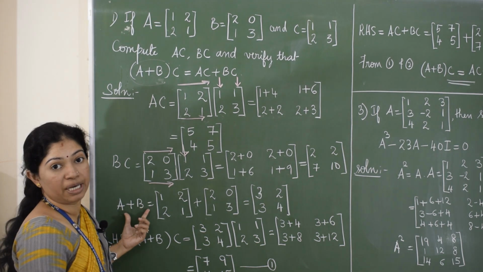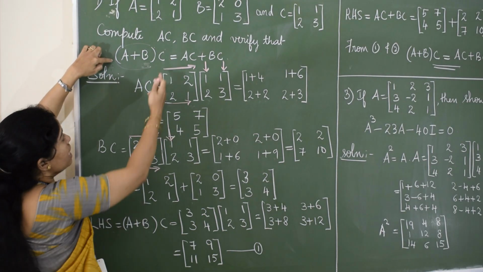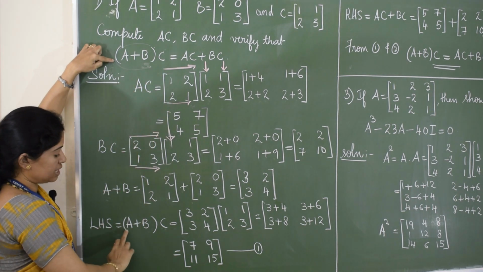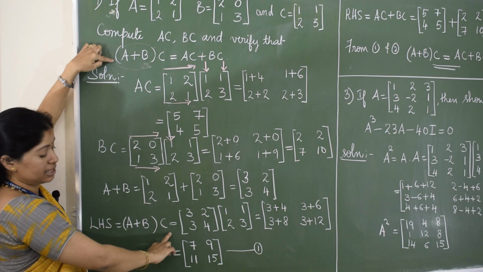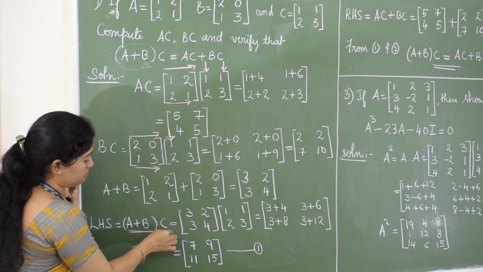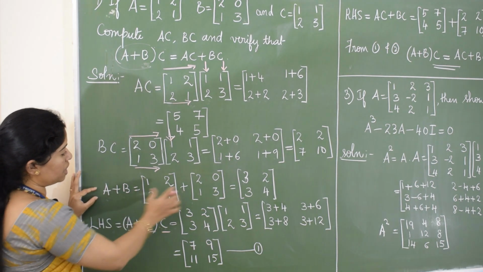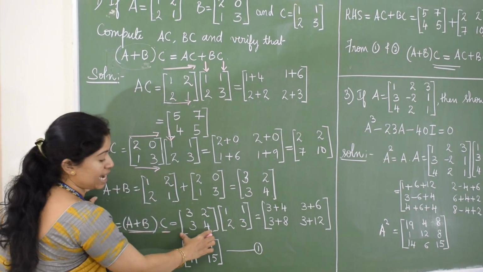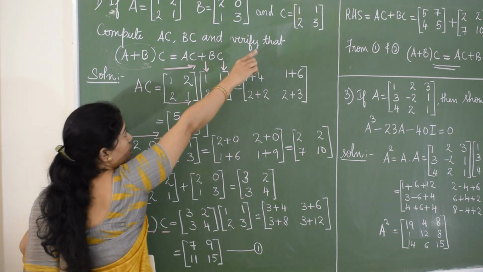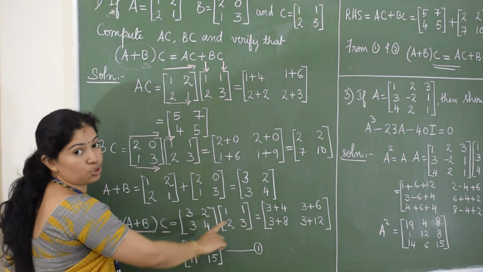Now consider the left hand side of the given question. In left hand side you have (A plus B) into C. So left hand side is (A plus B) into C, that is equal to, it is product of these two matrices. One is A plus B, then C. So write first what is A plus B. We got here A plus B is this matrix. So write that matrix into matrix C. Matrix C is here. So write that entry. Then multiply now these two matrices.